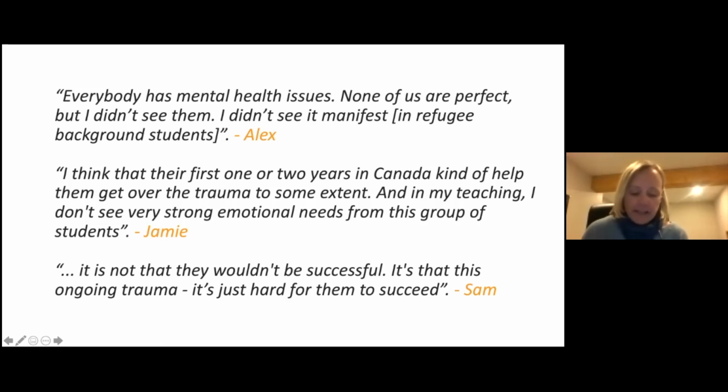And finally, Sam had a very different perception based on their experiences in the classroom, and says, in the past, I've had a few students who struggle with ongoing events at home.